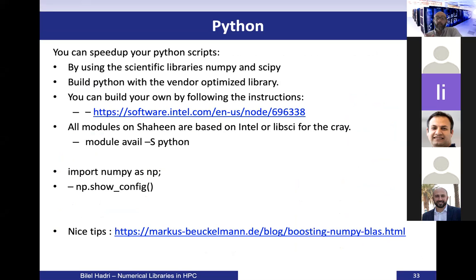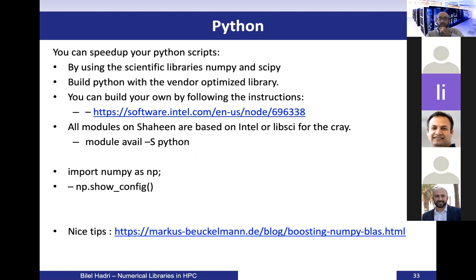There is NumPy. If you are trying to do some matrix multiplication and you are not using NumPy, your code will be very slow. On Shaheen, it's already available. You just do module avail minus capital S Python, and you will see the different versions. And when you try to check Python, use the np.show_config option, so you will see if your Python is calling the right libraries.